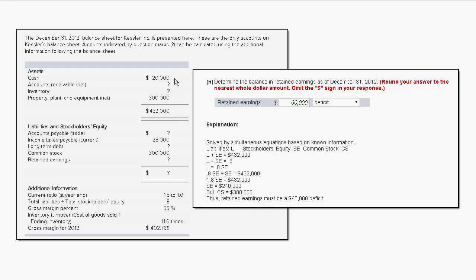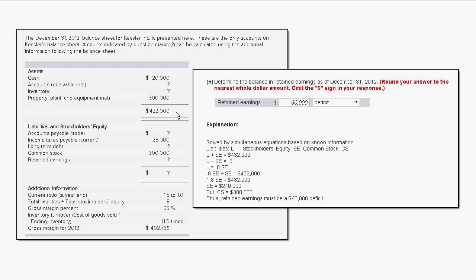So what they do is they give us some of the assets, but they do tell us that total assets are $432,000. Then they give us some liabilities and some stockholders' equity accounts, but they don't give us the total. And then they give us some additional information. Part B asks us to determine the balance sheet in retained earnings by the end of the year. Now, here's how you solve this one.